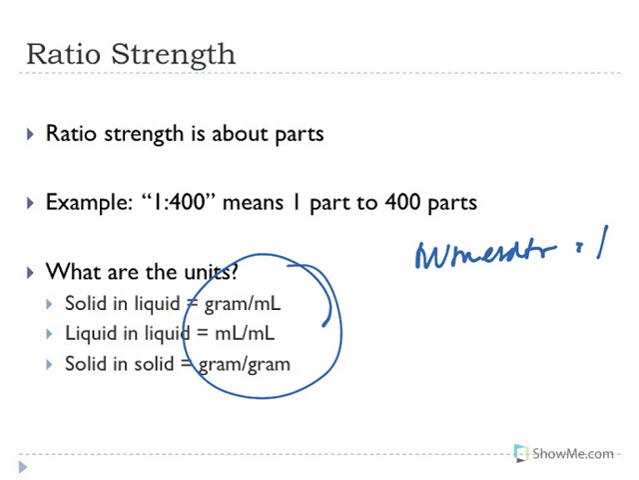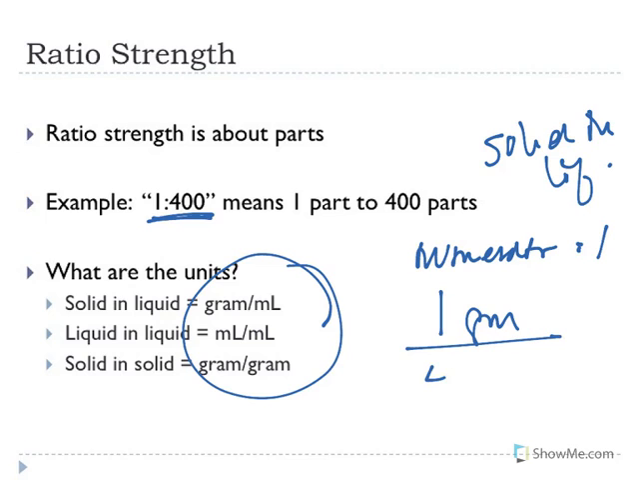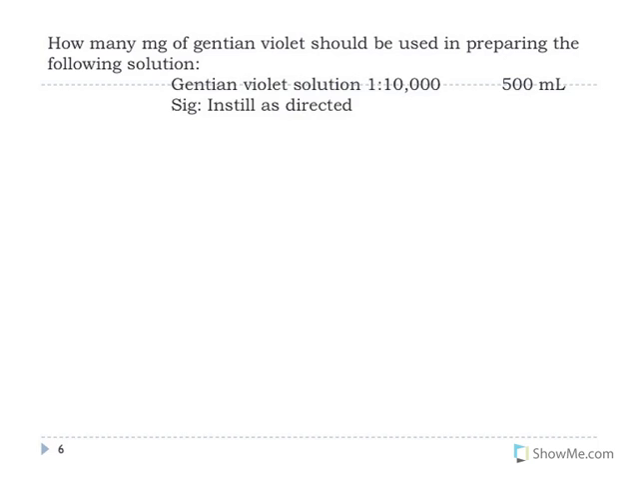If we're talking about a weight, it's going to be grams. If we're talking about a volume, it's going to be milliliters. And so again, your ratio strength will always be shown like this, but it turns into your numerator over denominator. Because this is 1 to 400 means 1 part to 400 parts. Let's say we were told that a ratio strength of a solid and liquid was 1 to 400. That would mean then 1 gram over 400 milliliters. Okay, so let's go ahead and look at a problem.